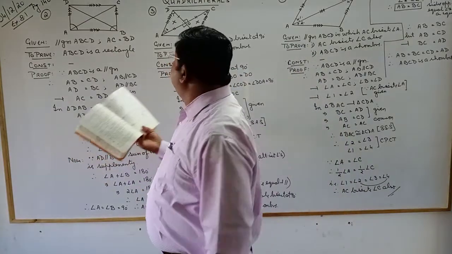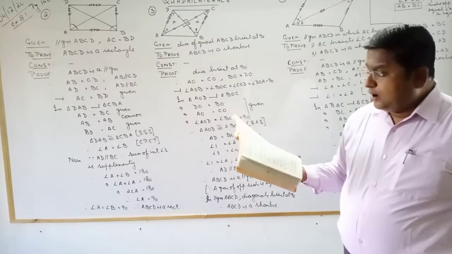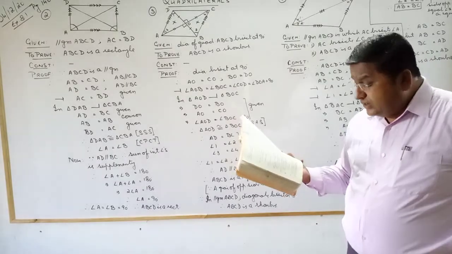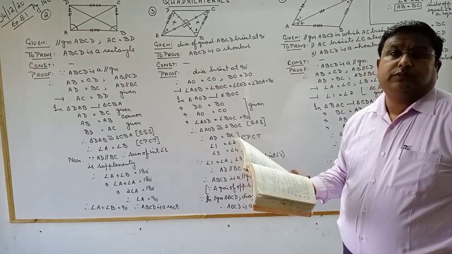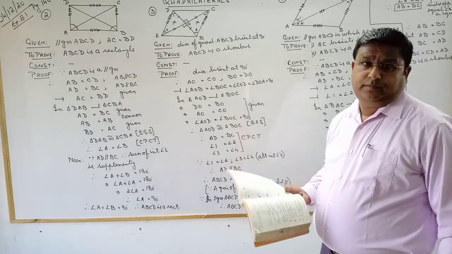Question number 2, 3 and question number 6 we have done. 7th we have to try. 4th and 5th we shall do. 8th also you can do. It is a very easy question. ABCD is a rectangle.